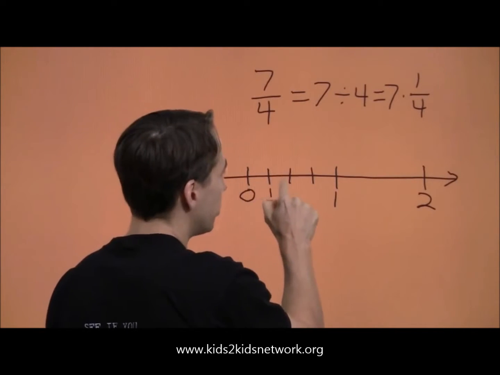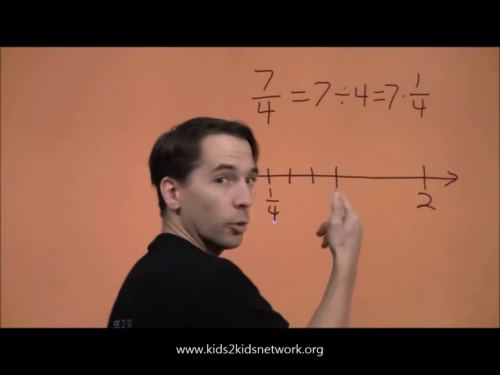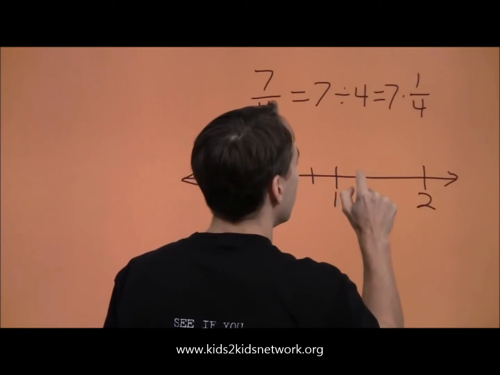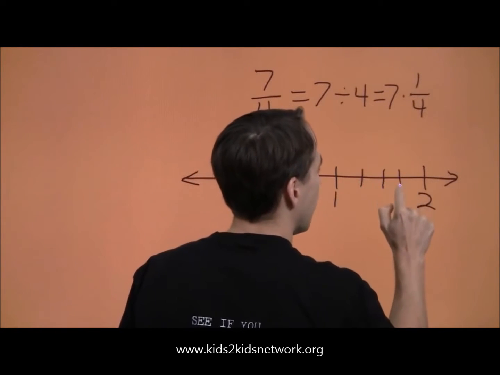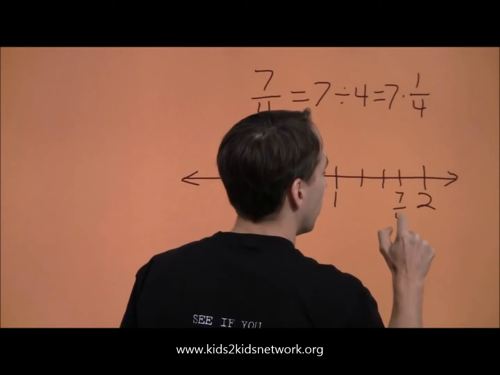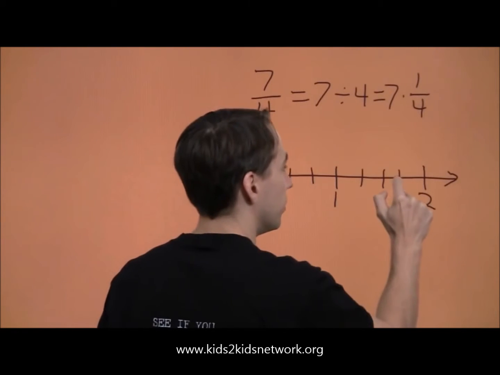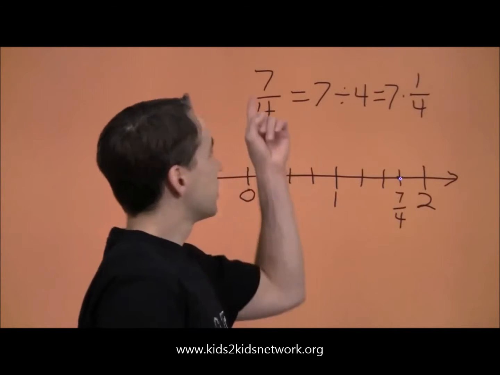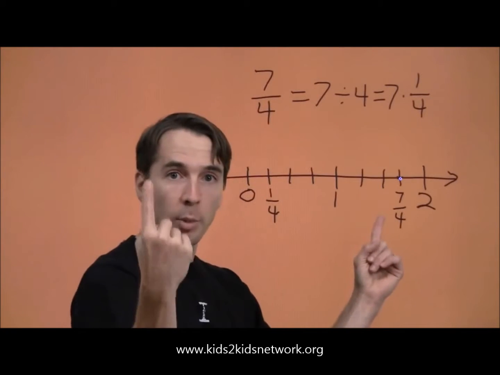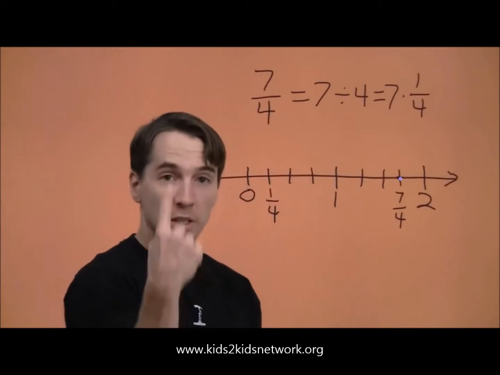And then we go 1, 2, 3, 4 of those pieces. 4 over 4. 4 divided by 4 is 1. 5, 6, 7. There we go. 7 over 4. Right there on the number line. 7/4. That's one number. Looks like it's 2 numbers, but it's just one number.